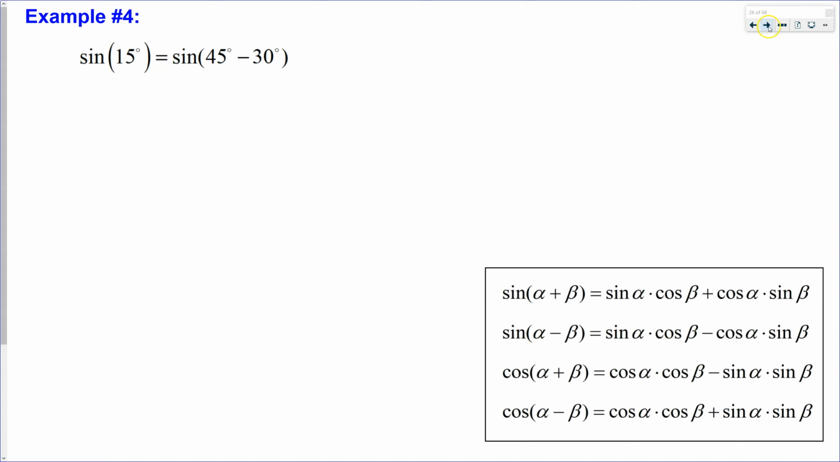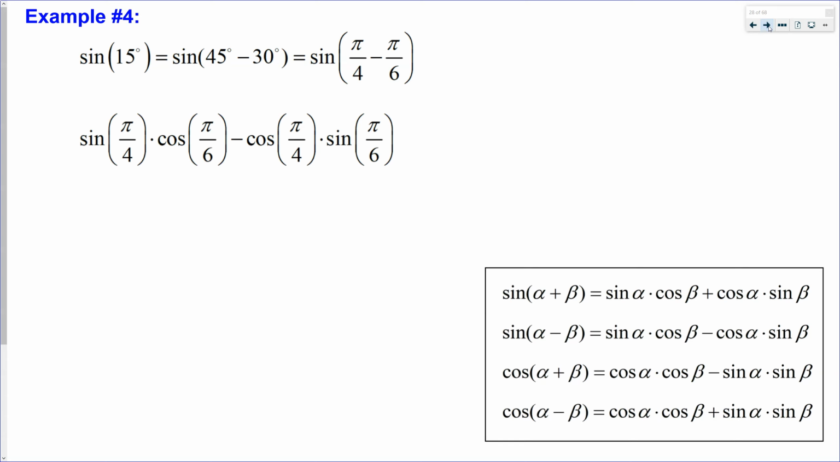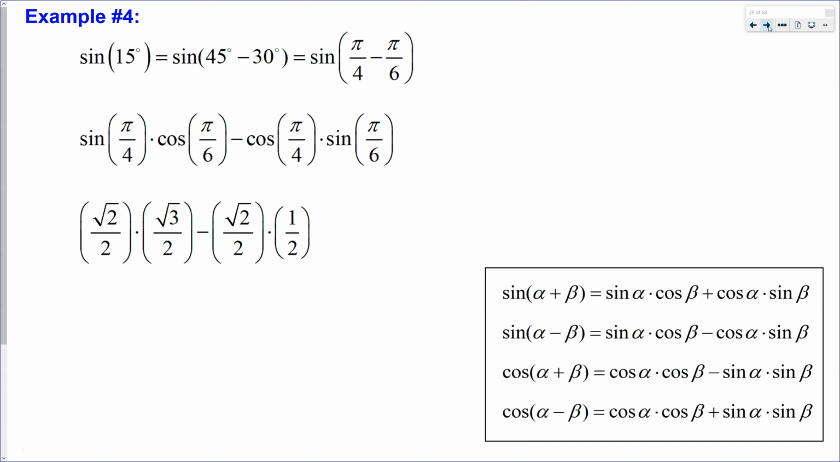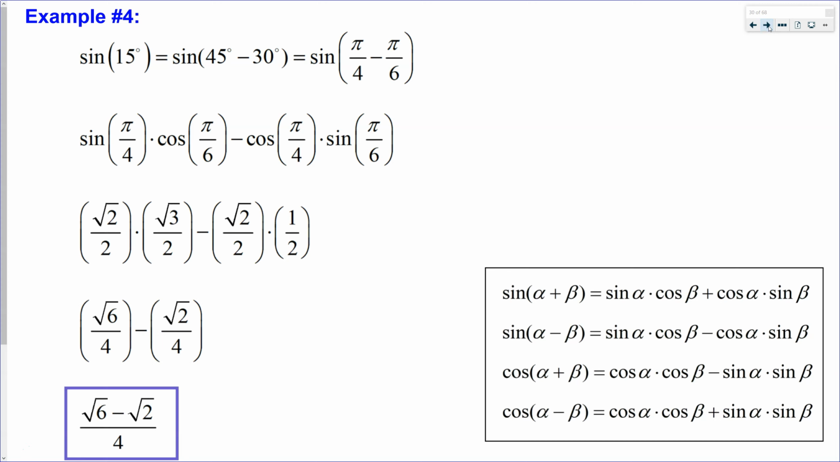So we're going to use a second formula here. Convert it to radians just because I'm used to dealing with that when I go to my unit circle. And I'm using the formula in the second line. Evaluate each one. I will get a square root of 6 minus a square root of 2 on the numerator this time.